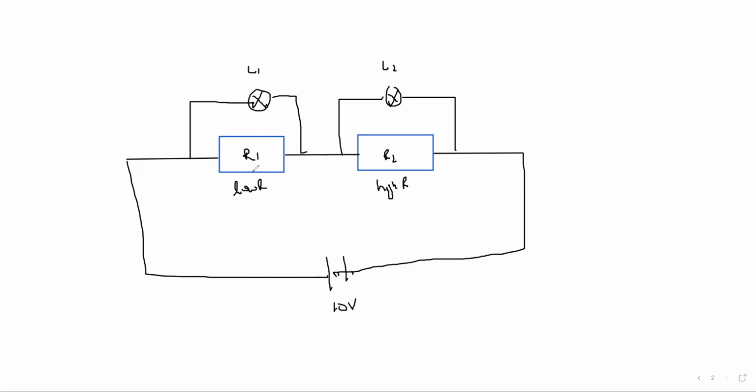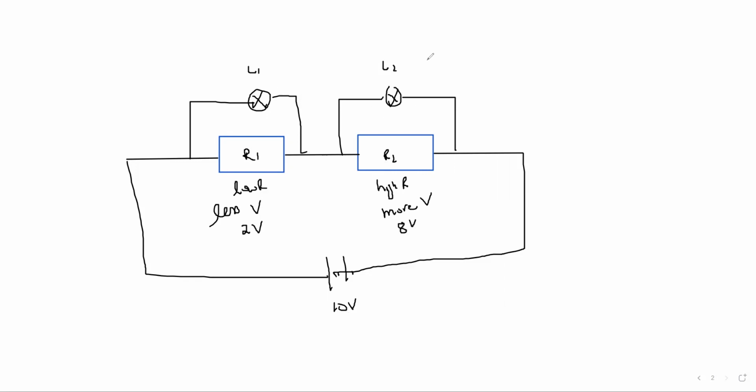So which region will have high voltage, across R1 or R2? Sorry, high voltage across R1 or across R2? The higher resistance is R2, so more voltage across R2 and less voltage across R1. So if this was a 10-volt supply, here we will have 2 volts and out of 10, 8 volts are here.